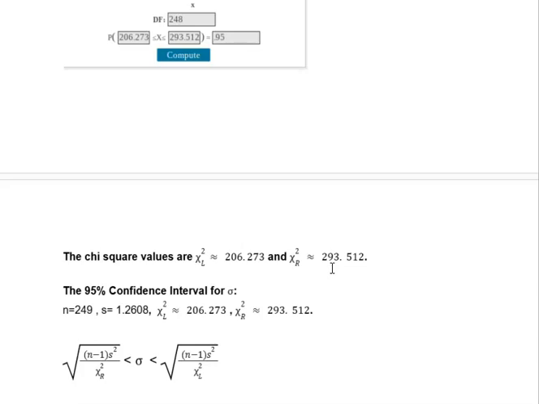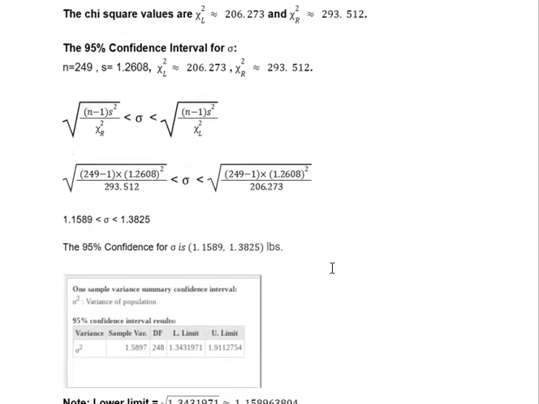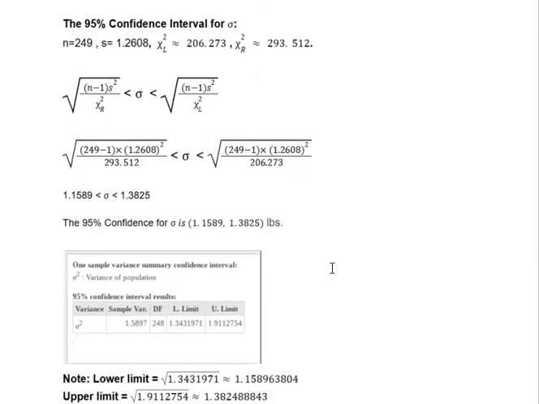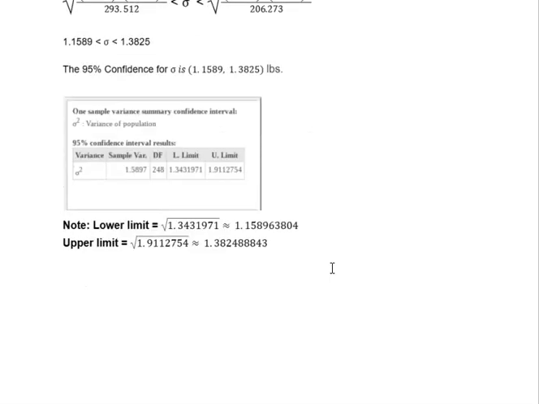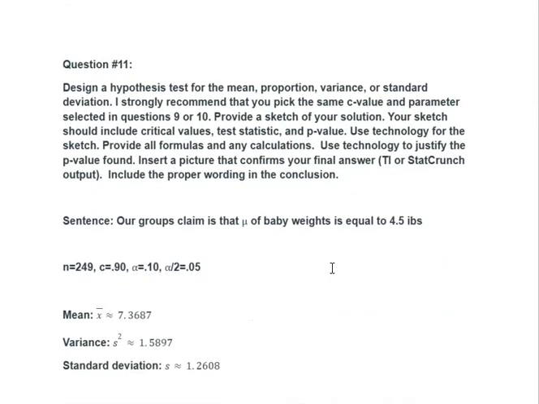To get the 95% confidence interval for sigma, we plugged in previous values into our confidence interval formula to obtain our interval with a lower limit of 1.1589638804 and upper limit of 1.38248843. On to our last question, which is number 11.